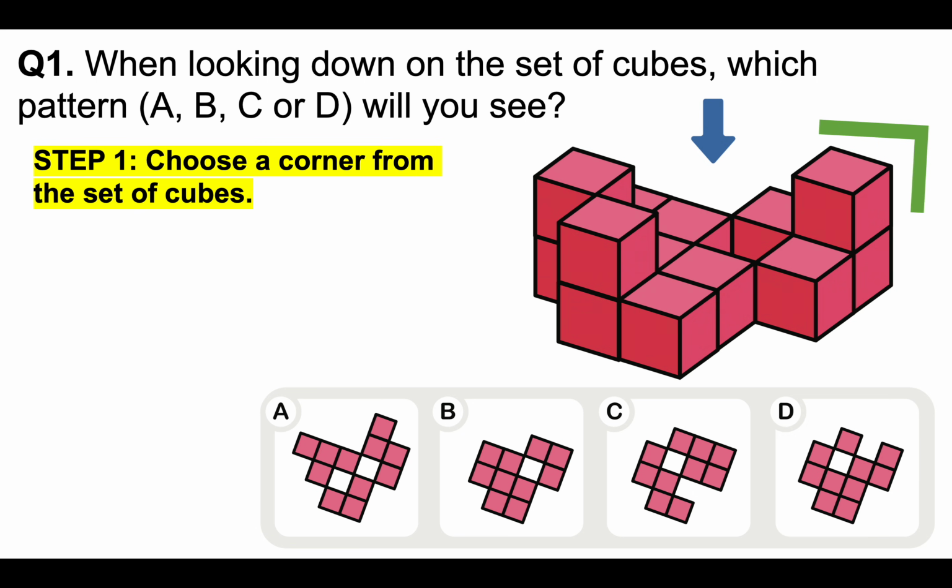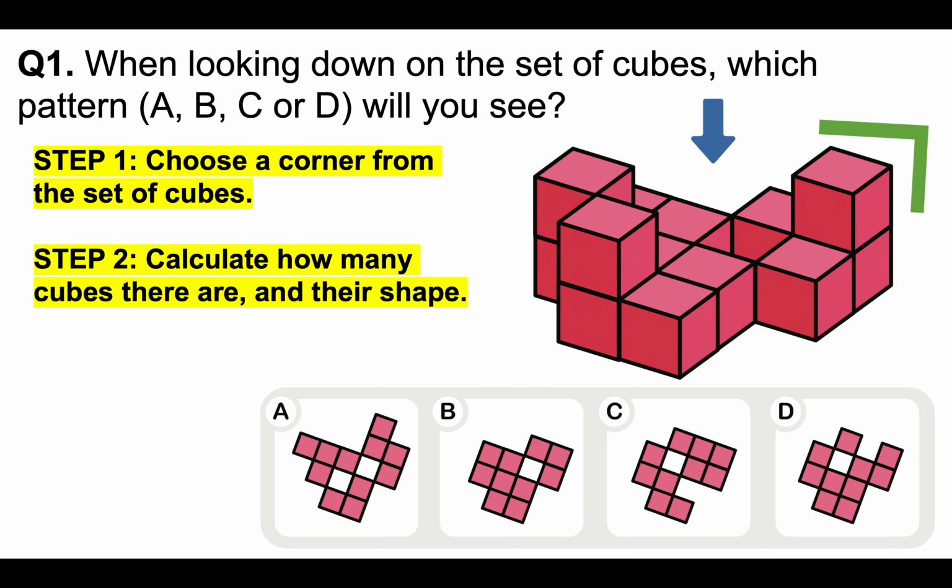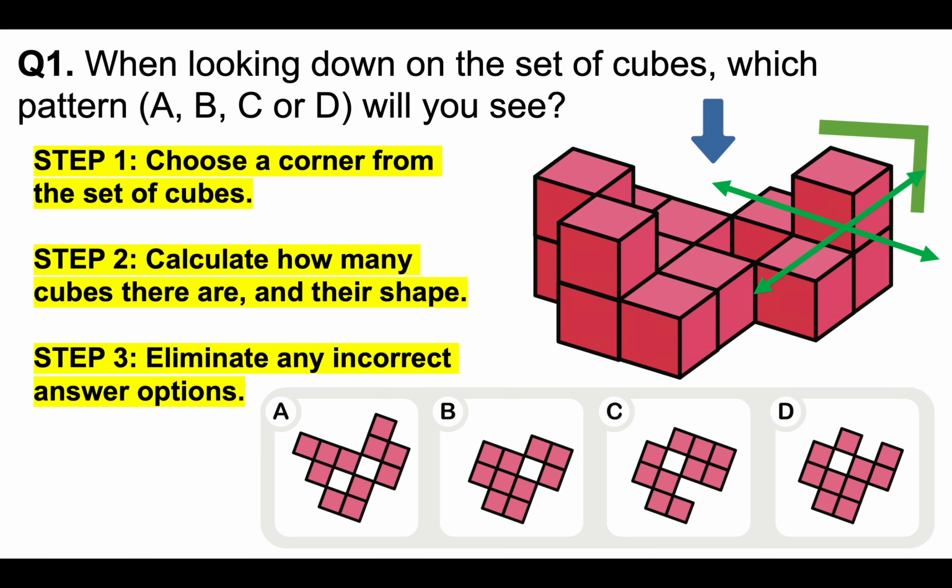So I'm going to choose that right hand corner and I can see there is a 90-degree angle of 3 cubes. So step 2, you calculate how many cubes there are and their shape. So there's 2 running across the top and 2 running down the side, and that gives me a 90-degree angle. And then step number 3, all you have to do, and this will save you lots of time during the real test, is eliminate any incorrect answer option. So if you look at D in the bottom right hand corner of the screen, it can't be that because there's just 2 coming down the right hand side.